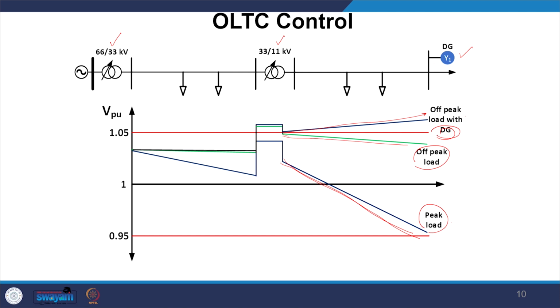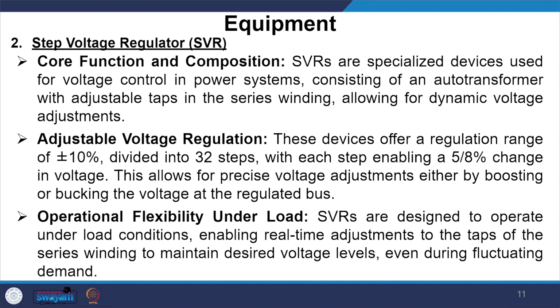However, when you connect a DG even during off peak, the voltage profile actually can slightly be improved at the terminal point. Now the step voltage regulators, SVRs. SVRs are specialized devices used for voltage control in power systems, consisting of an auto transformer with adjustable taps in the series winding, allowing for dynamic voltage adjustments.